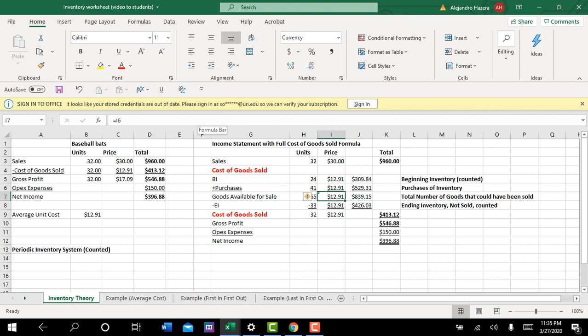Now, the whole point of what we're going to do in the examples that are coming up is we're going to split goods available for sale between the units that you did not sell, which are ending inventory, which we're costing here at $426.03, which are $12.91 each. So we're going to take the 65 and split it between ending inventory and cost of goods sold.